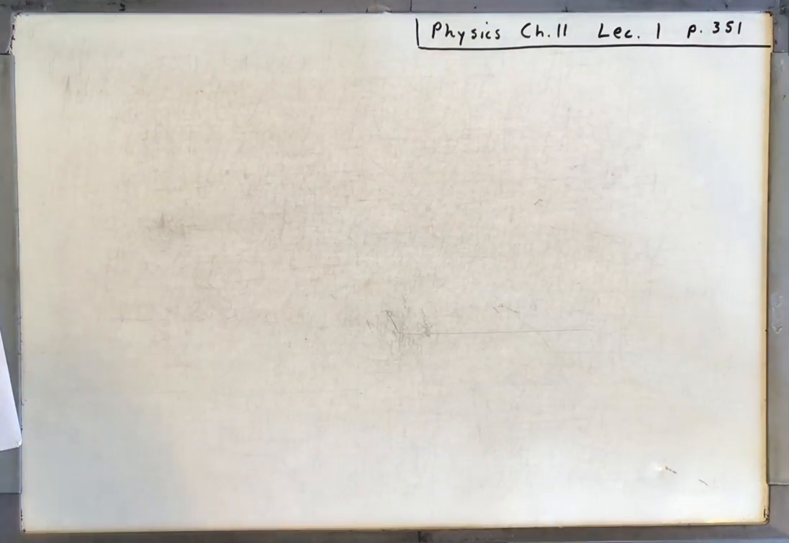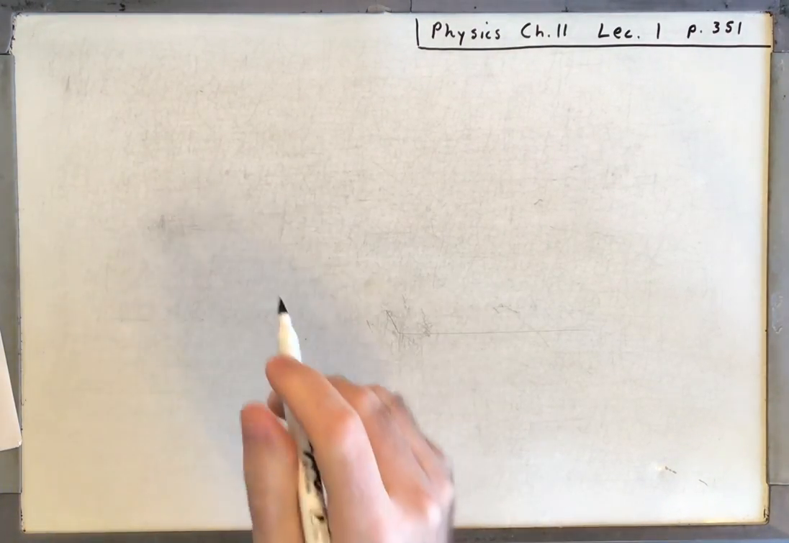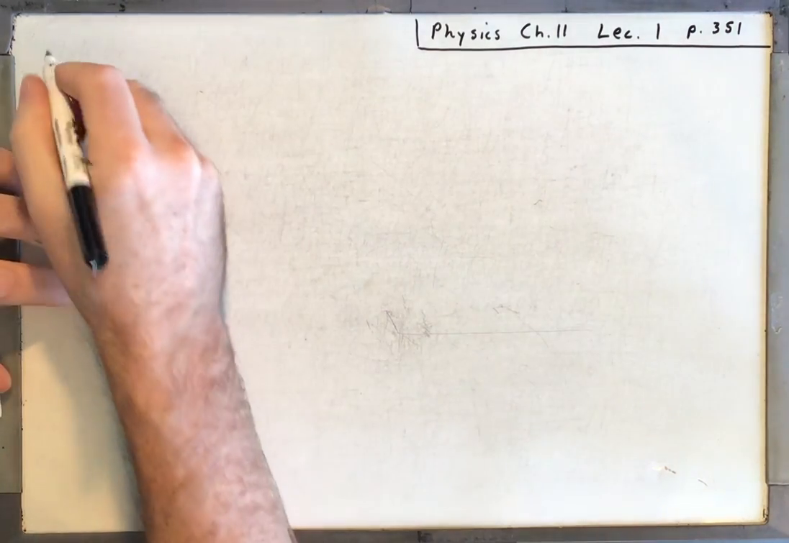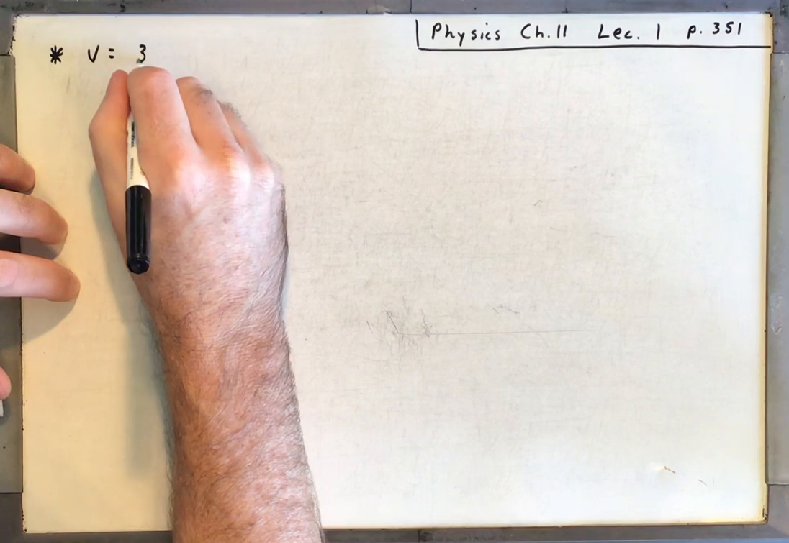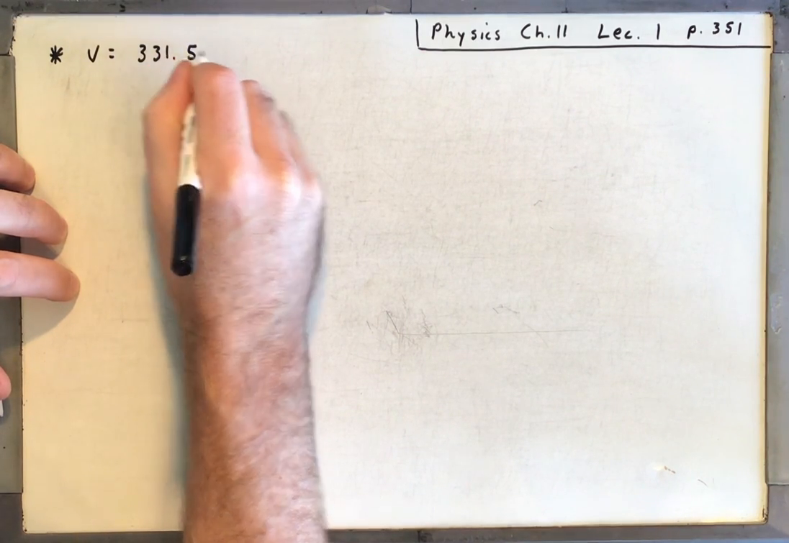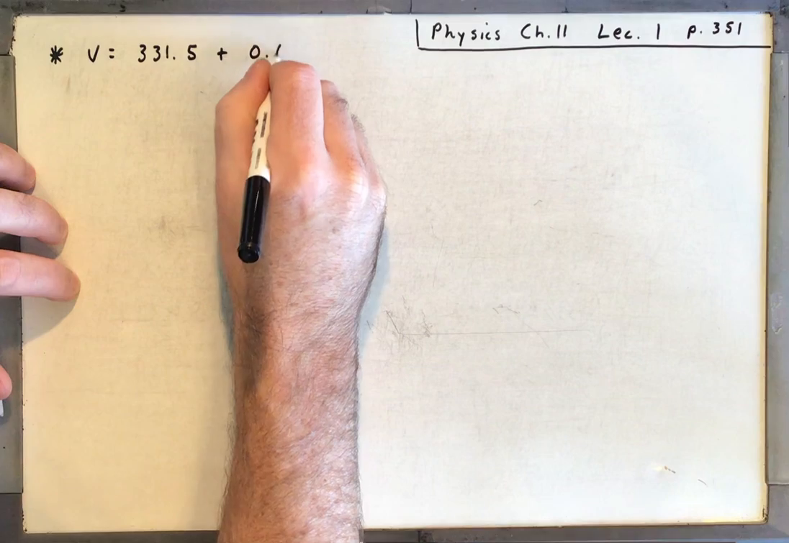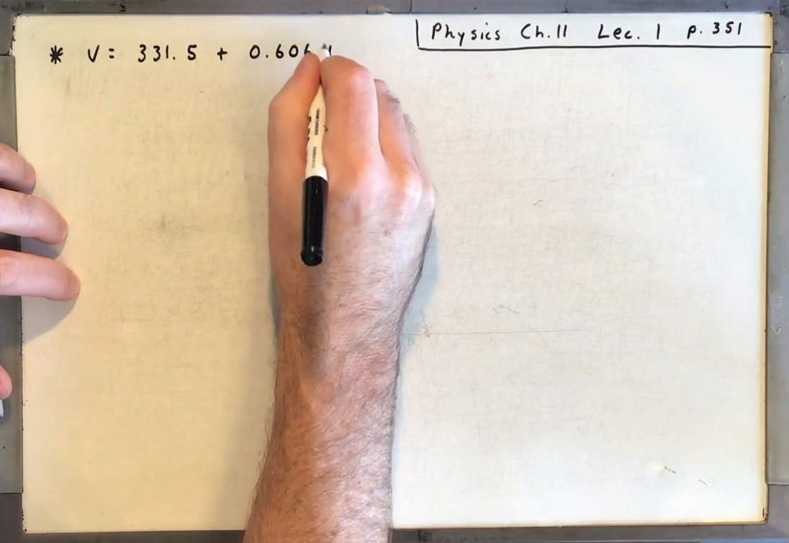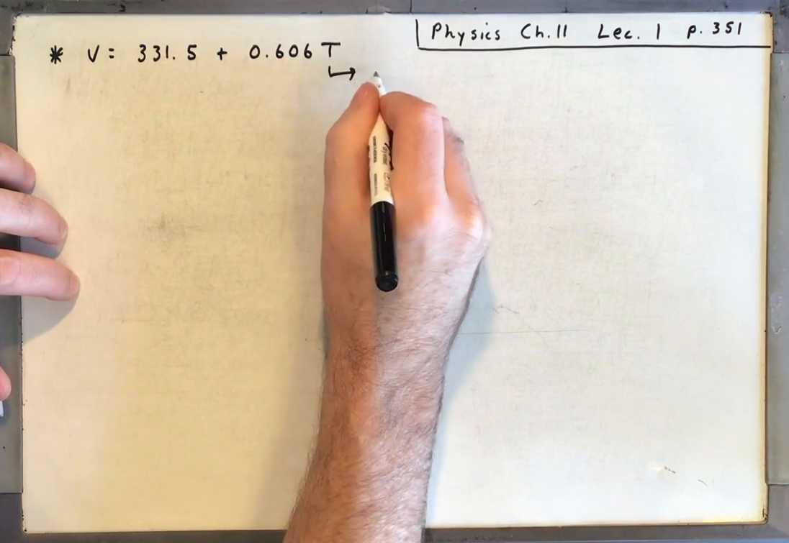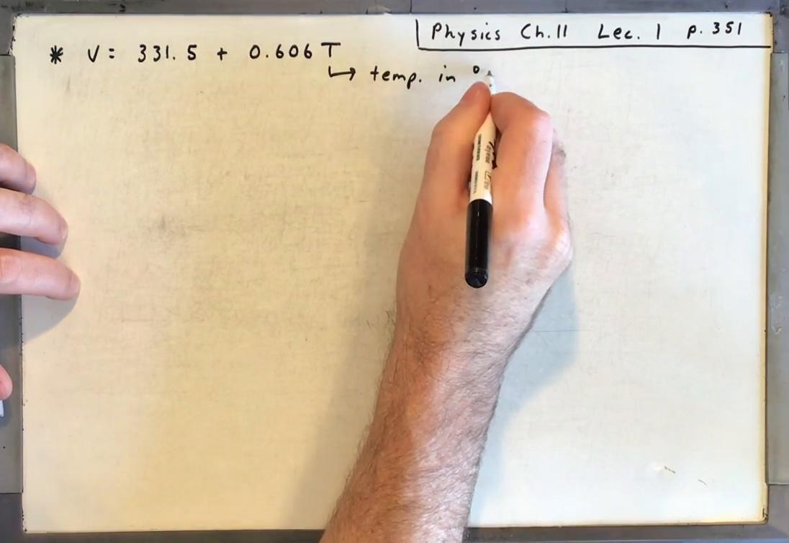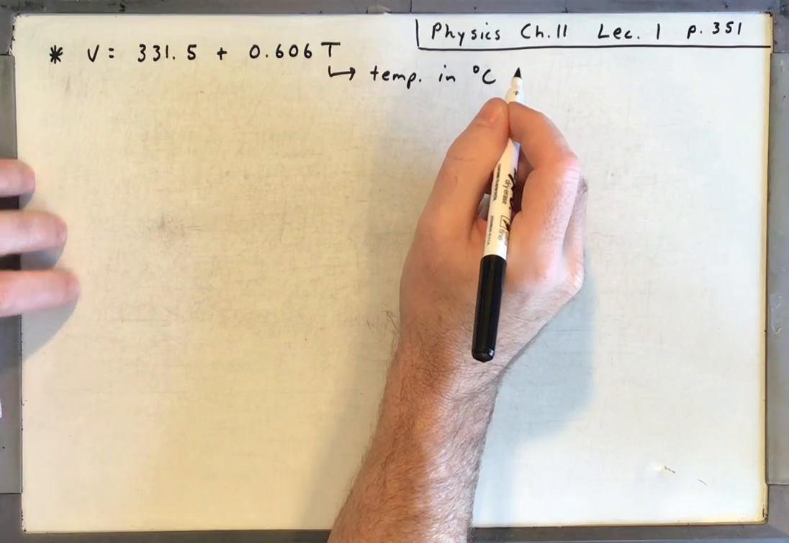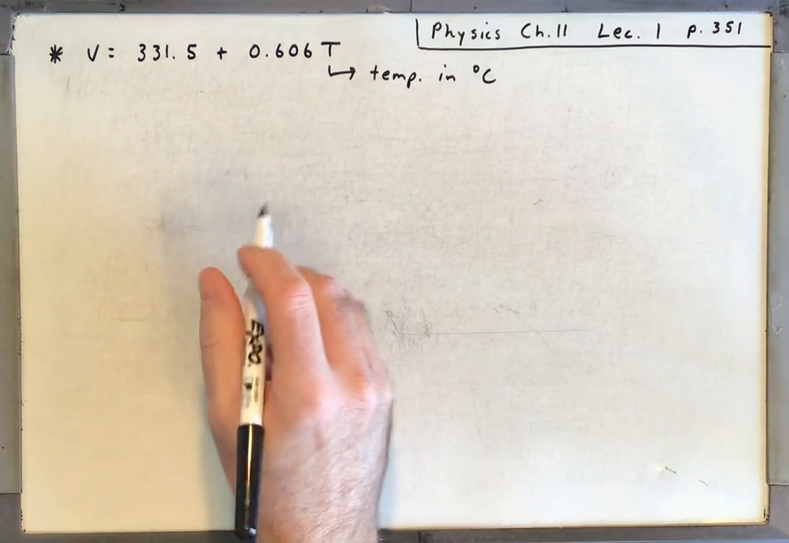And you need to know the speed of sound equation in air. All right, so that equation is velocity is equal to 331.5 plus 0.606 T, and T is the temperature in degrees Celsius. All right, so the warmer the air, the faster sound travels.